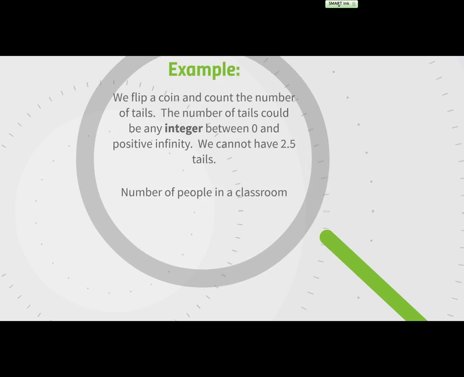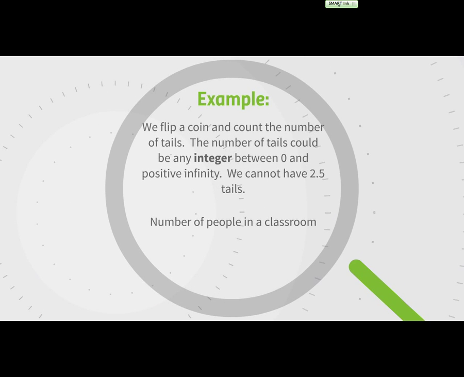So for example, I would not write this first one down. Let me describe this first one. I just don't think it's worth writing down. But if we flip a coin, we could count the number of tails. Maybe that's what we're trying to figure out, how many tails. The number of tails is any integer between 0 and positive infinity. We're not going to have 2.5 tails. So you get why it's whole numbers we can count, like how many times it happens.